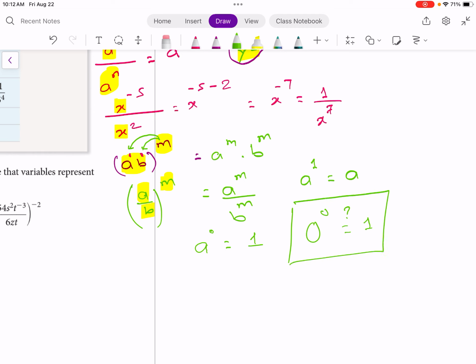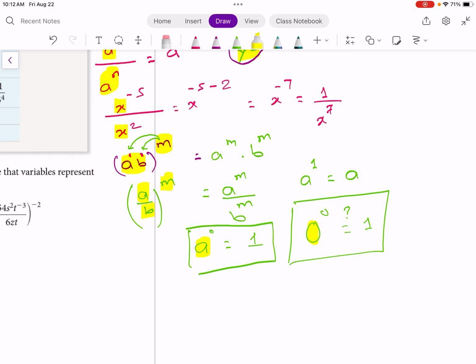This property does not apply when your base is 0. When your base is 0, 0 to the power 0 is not 1. We call this undefined. Once you start taking higher math courses, you'll understand why 0 to the power 0 is not 1.